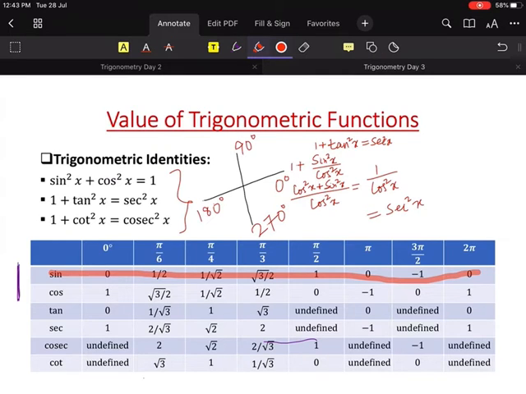now we have cosec. Cosec is what? 1 by sine. You see, sine 0 is what? 0. So cosec will be what? 1 by 0. That is undefined. Okay. Now, sine is what? Half. So cosec will be 2. Sine is what? 1 by root 2. So cosec will be root 2. Sine is what? Root 3 by 2. So cosec will be 2 by root 3. Sine is what? 1. So cosec will be 1 by 1. That is 1. Am I clear?